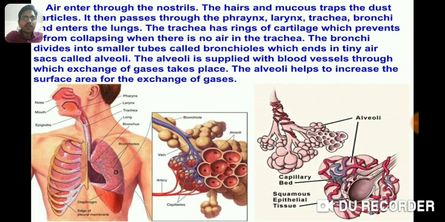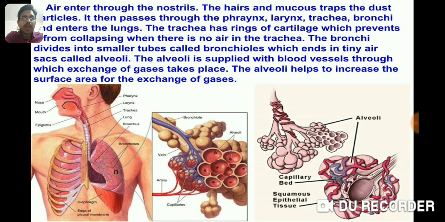Air enters through the nostrils. The hairs and mucus trap the dust particles. It then passes through the pharynx, larynx, trachea, bronchi, and enters the lungs. The trachea has rings of cartilage which are C shaped, which prevents the trachea from collapsing when there is no air in it. The bronchi divide into smaller tubes called bronchioles, which end in tiny air sacs called alveoli.